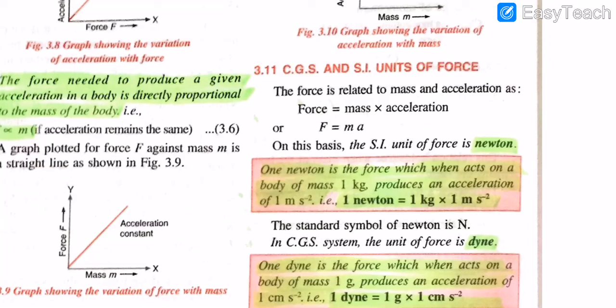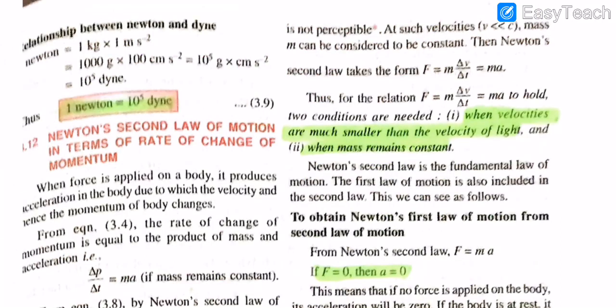In the CGS unit, it is the dyne. 1 dyne equals 1 g into 1 cm/s². The relationship between Newton and dyne is given on the next page. You can mark it in orange. It's very important, but something to go through on your own, because I really cannot comment anything on it. It's just the mathematical expression. I'd definitely suggest that you go through it.